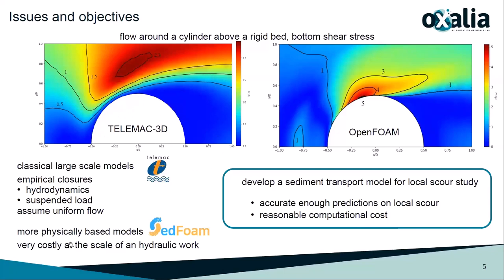So that's why we need some other kind of model for this particular case of scour, which is a really local phenomenon. And on the other hand, we have more physically based models like SedFoam. I'm doing a bit of advertisement for a model which is developed at my lab, but it's quite accurate, but very costly at the scale of a hydraulic work such as a bridge. And so my goal is to develop a model a bit in between those two to cater for engineering needs. So it needs to be accurate enough to study scour, but at the same time to have a reasonable computational cost.